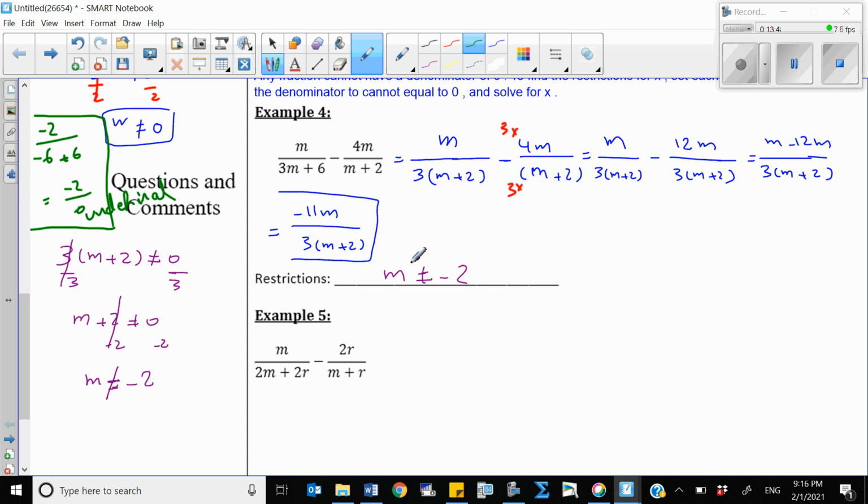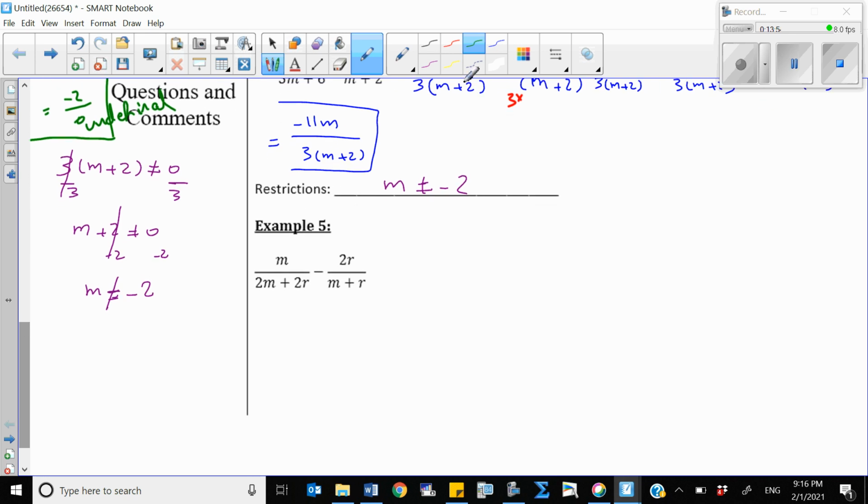That's why we say m should not be equal to negative 0. Okay, so let's work on the next example here. Now, again, we want to find the common denominator between these two. What we're going to do first is to try to factor the denominators.